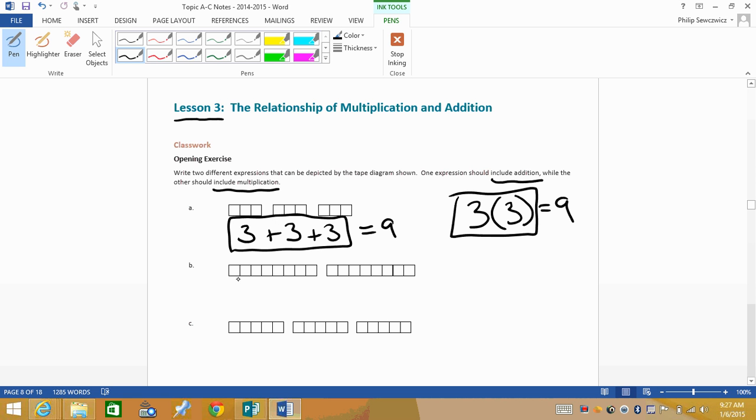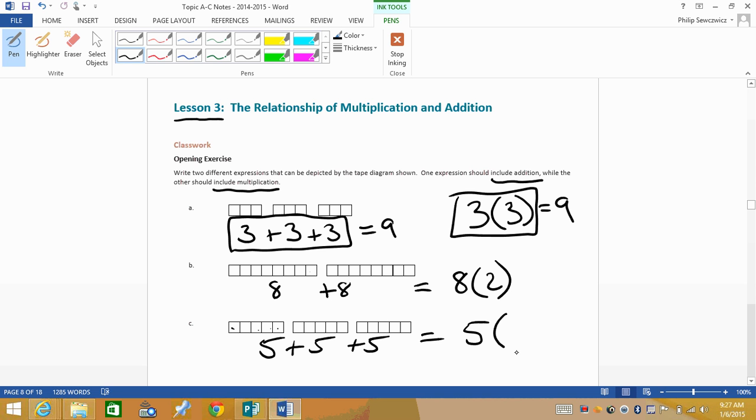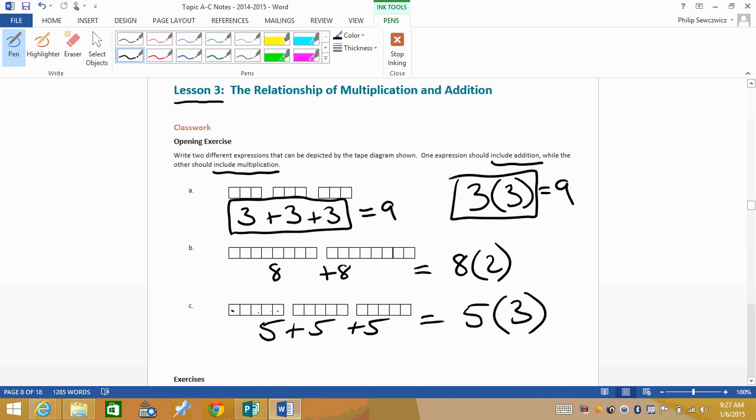So here I've got 1, 2, 3, 4, 5, 6, 7, 8. I've got 8 of them, and I'm going to add on another 8. So 8 plus 8 is the same as taking a group of 8, and then since we wrote it out twice, we multiply it by 2. And for the last one, we've got groups of 5: a 1, a 2, a 3, a 4, and a 5. So I can do a 5 plus a 5 plus a 5. All of that is the same as taking a 5, and because I have 3 groups of them, multiplying it times the 3.